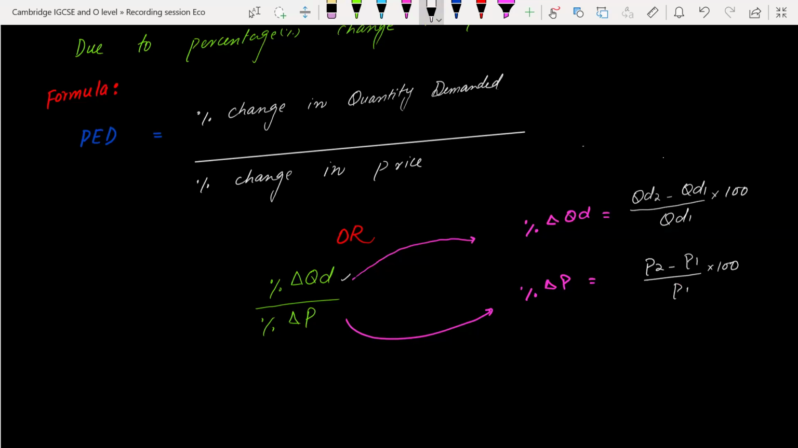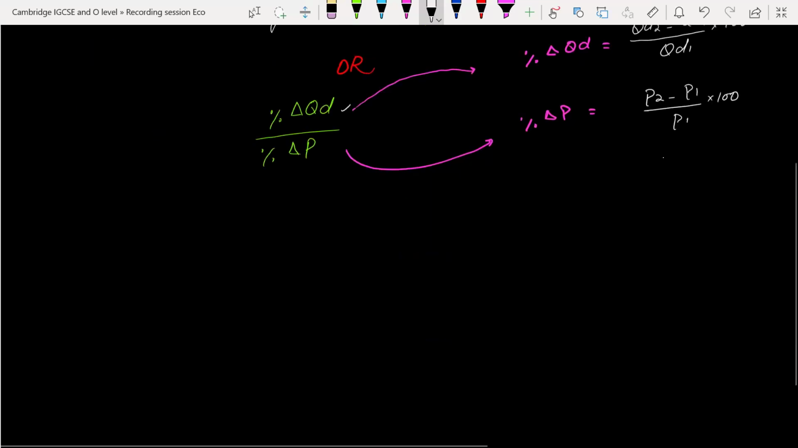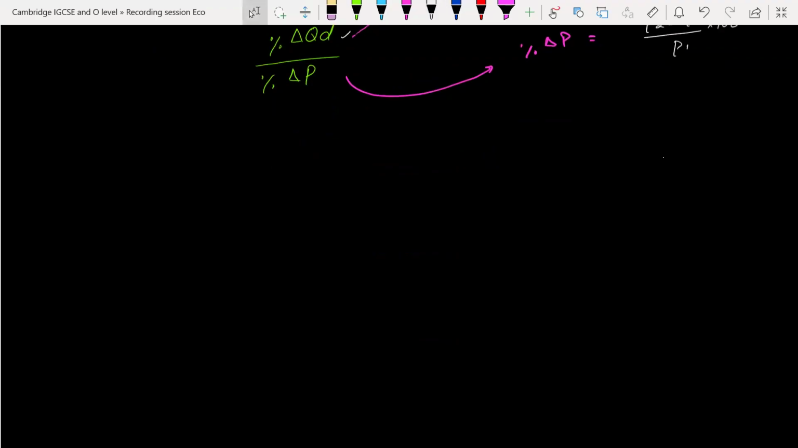So when we apply this formula, sometimes the answer will be less than 0, sometimes it will be equal to 0, sometimes greater than 0, sometimes it will be infinite. So by calculating PED, when these values come in the form of a result, we will give them different names. So let's talk about those names, which will be the types of price elasticity of demand.